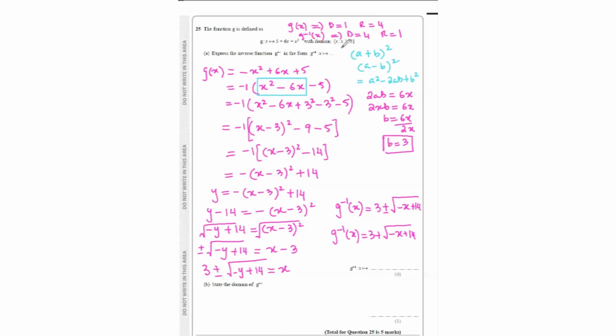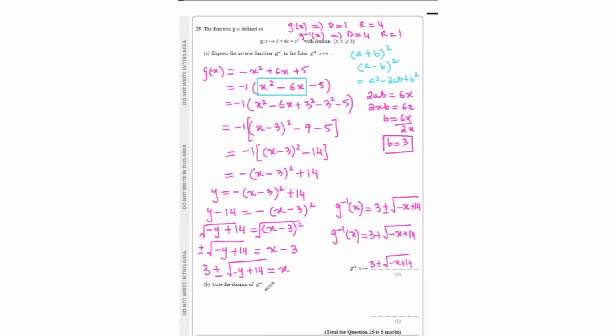So over here, it said that the domain for the original function was x is supposed to be greater than or equal to 3. So now your range is supposed to be greater than or equal to 3. Hence, it cannot be 3 minus root of negative x plus 14. It has to be 3 plus root of negative x plus 14. That's why only this comes in your answer, not the negative part.